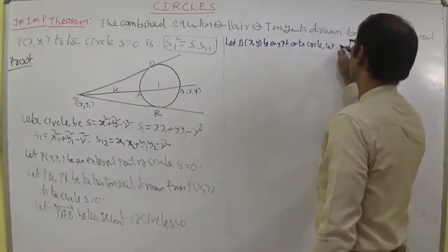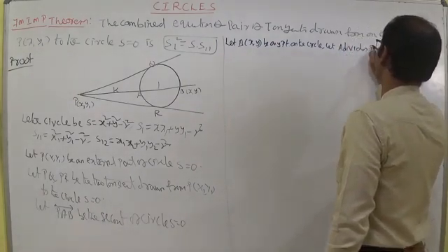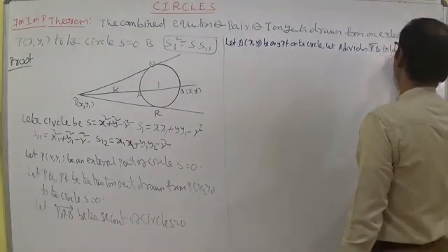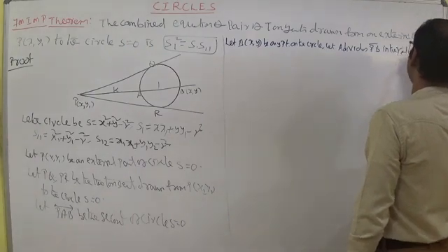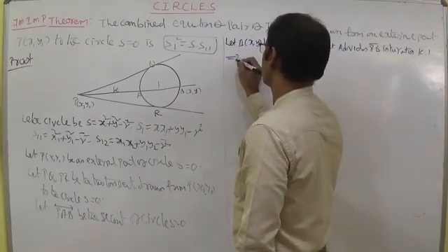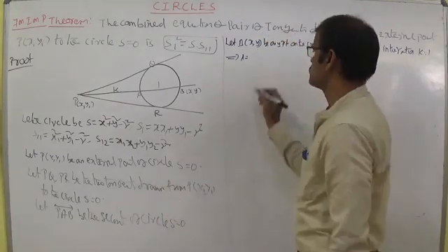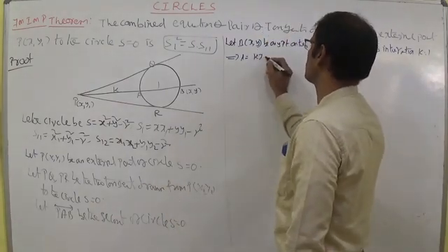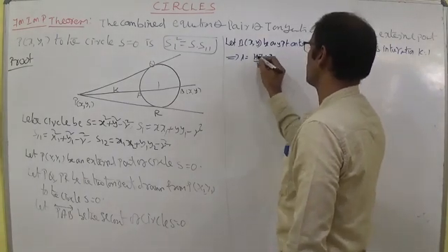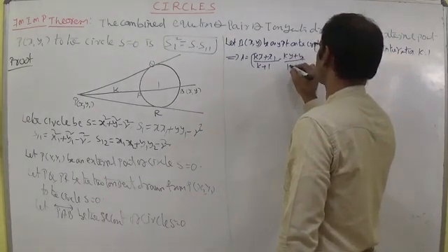Now let A divide PB in the ratio k is to 1. That implies A is equal to, whenever it is dividing in the ratio k is to 1, the formula (mx2 plus nx1) by (m plus n), that is, ((kx plus x1) by (k plus 1), (ky plus y1) by (k plus 1)).